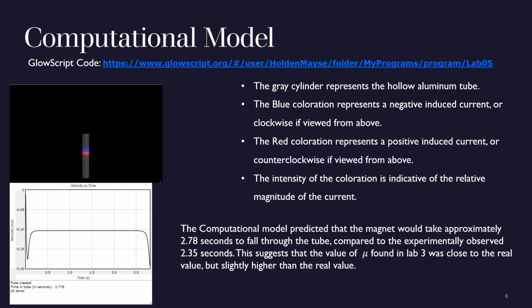The computational model is animated, and so it is best viewed by running the model yourself. I recommend clicking on the link in the description to better examine the model. The gray cylinder in the model represents the hollow aluminum tube and is actually a tall stack of identical rings. These rings gain color as the magnet falls near them, blue coloration representing a clockwise induced current as viewed from above, and red coloration referring to a counterclockwise induced current. The intensity of the color indicates the relative magnitude of the induced current, with intense colors indicating stronger currents.